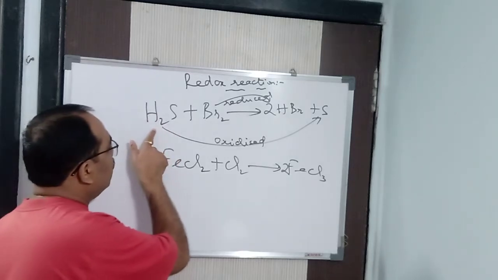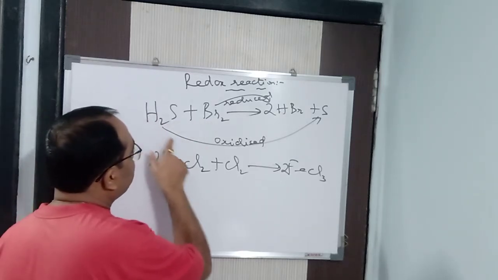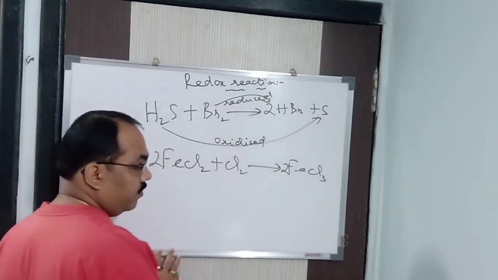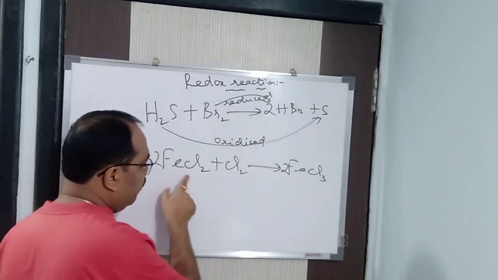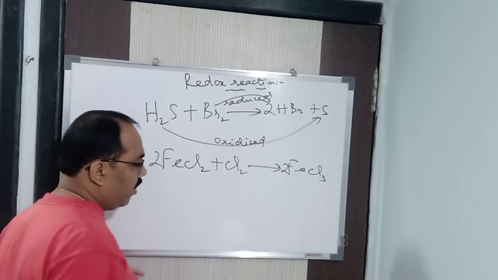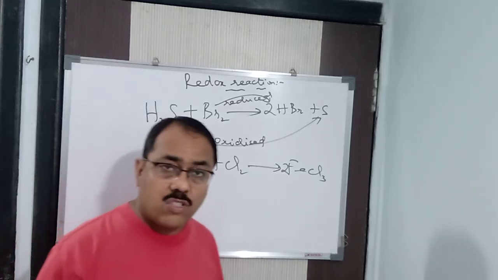For example, here this is a reducing agent. So it itself is getting oxidized to sulfur. Here this is the reducing agent. It itself gets oxidized to ferric chloride. We can say that. Clear?